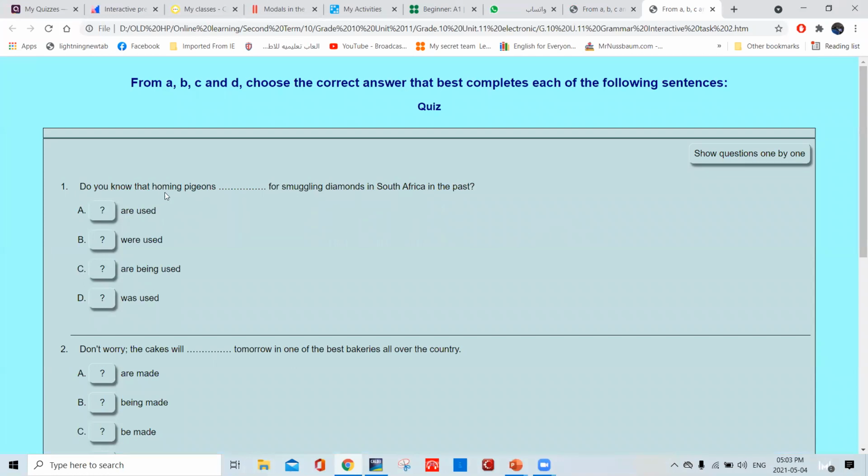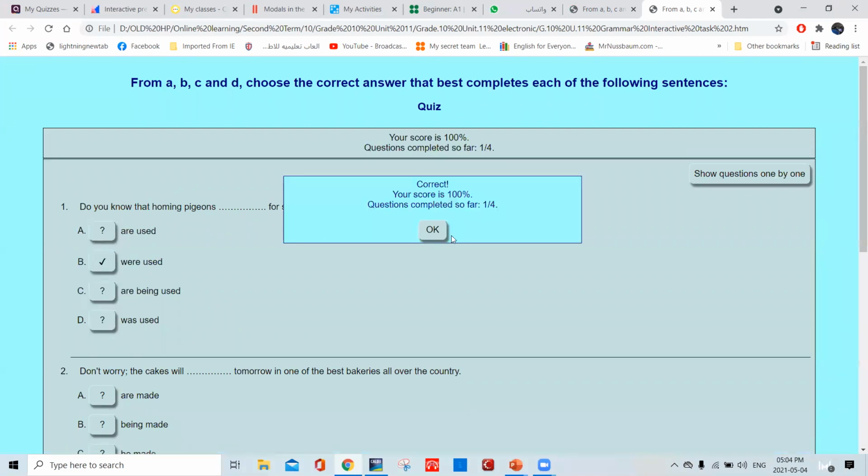Do you know that homing pigeons for smuggling diamonds in South Africa in the past? In the past here, past simple, pigeons, حمام الزاجل, these passive homing pigeons were used or was used. Pigeons plural, so we use were used.